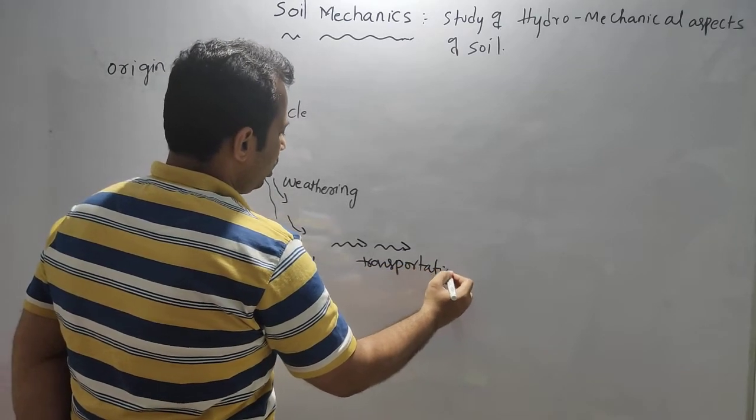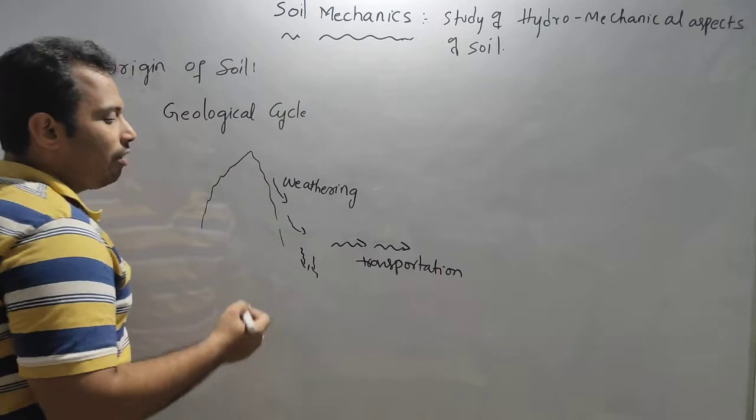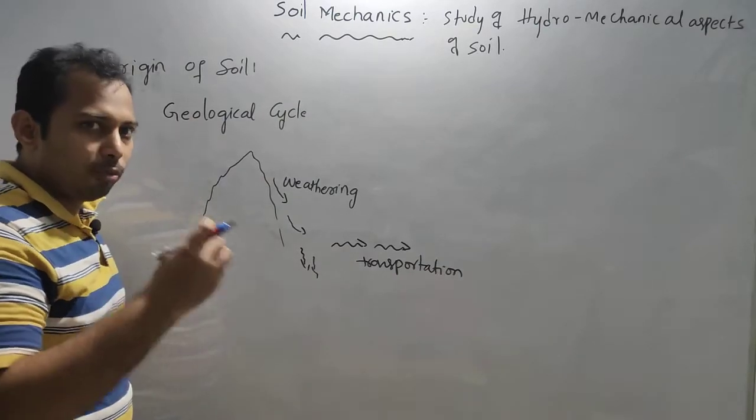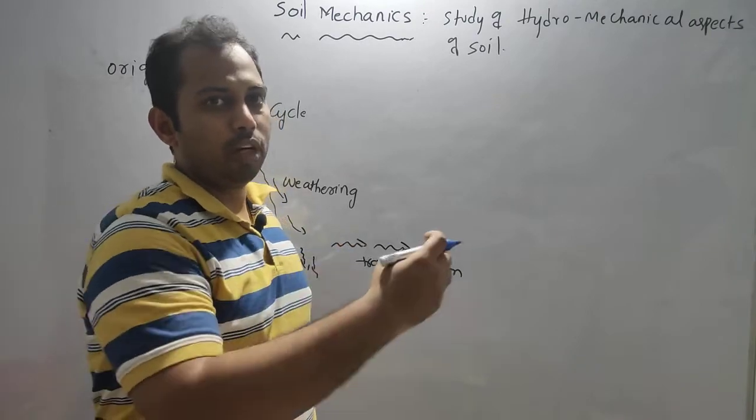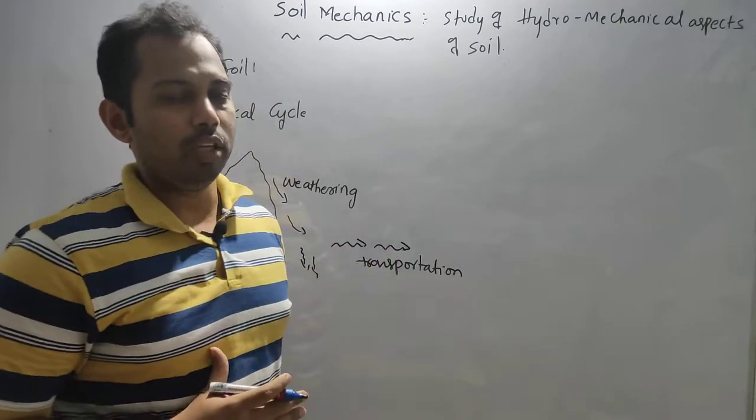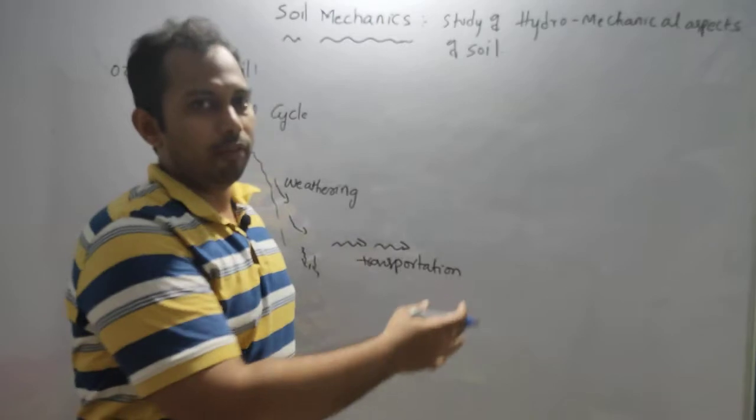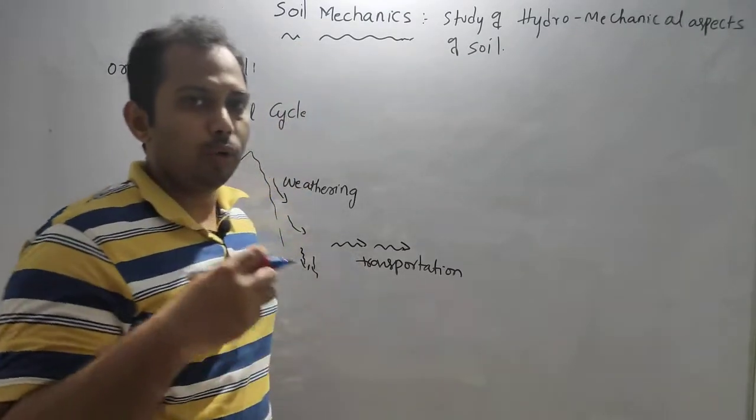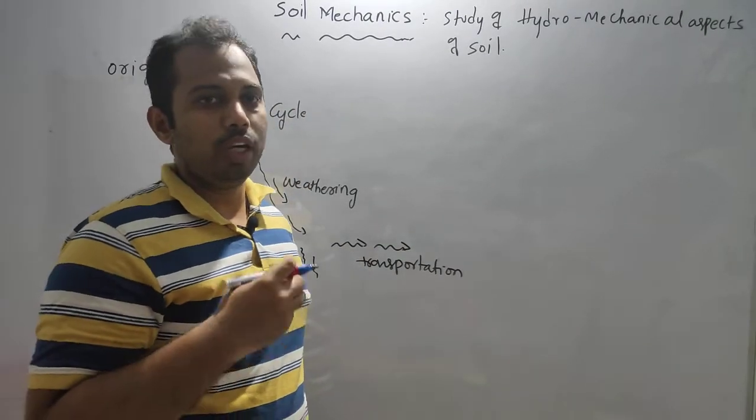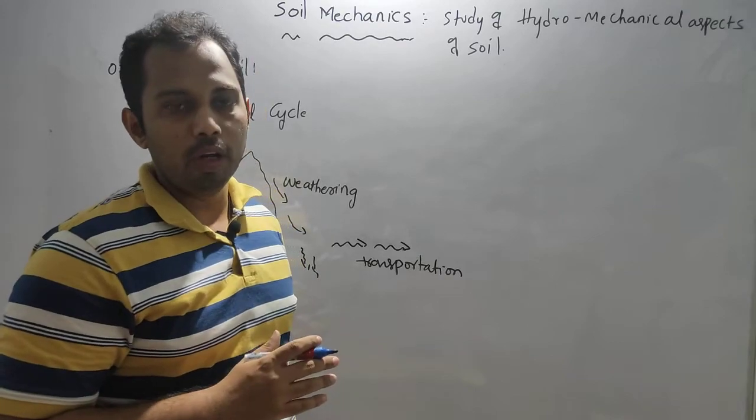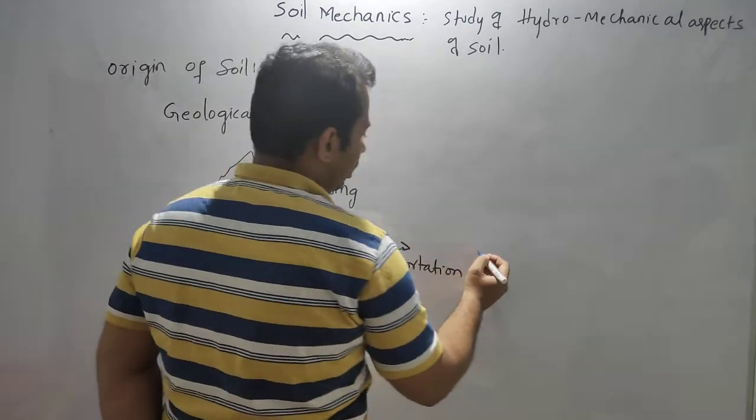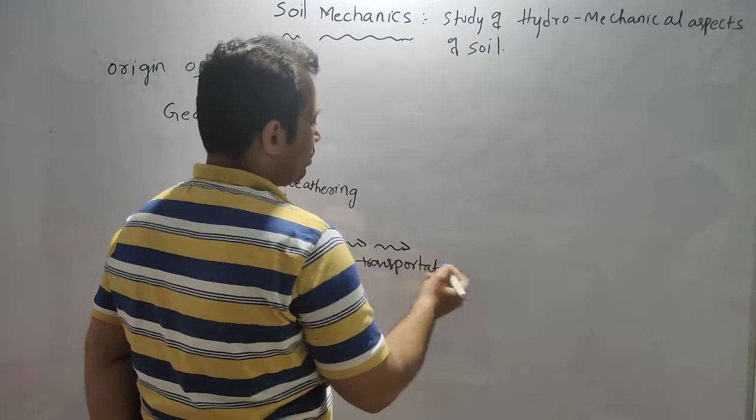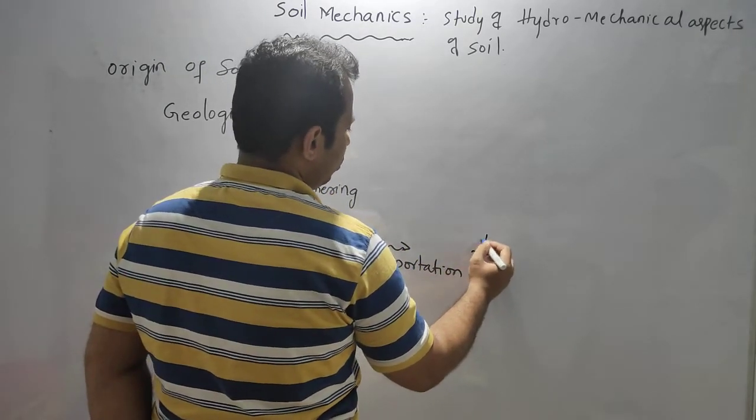This is transportation. After transportation, at some location, the transporter will drop the soil. At that location the transporter has run out of energy, so it cannot carry that soil particle anymore, and it will deposit the soil. At some location or other, whatever soil is being transported will be deposited. So this is deposition.